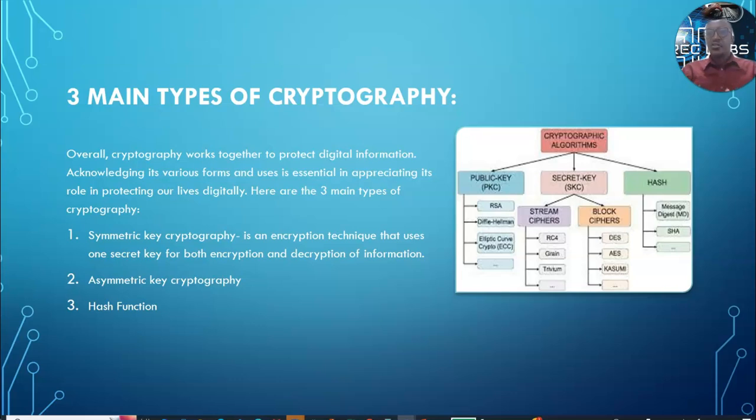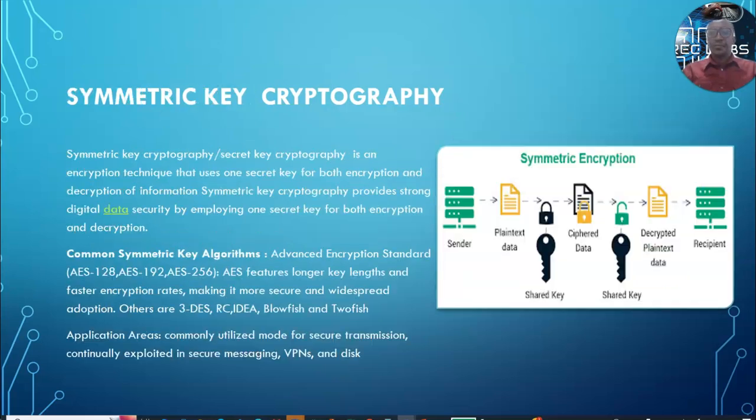So those are the three categories of cryptographic systems: SKC, secret key cryptography, public key cryptography, and the hash function. This is symmetric key cryptography. I think I mentioned that the sender encrypts the data using the shared session key. It is the same key for encrypting and the same key for decrypting, and the receiver uses the private key to decrypt so that it can generate the session key.